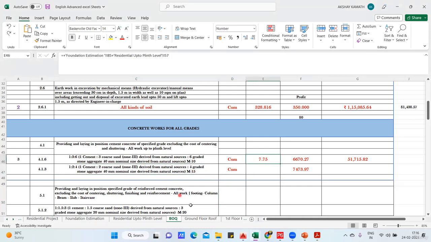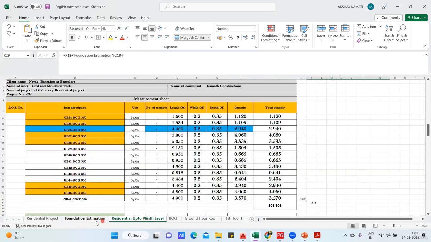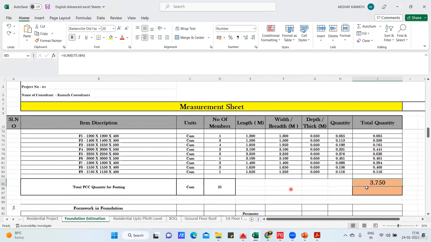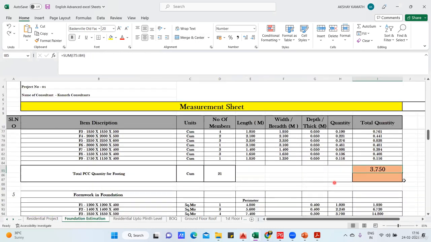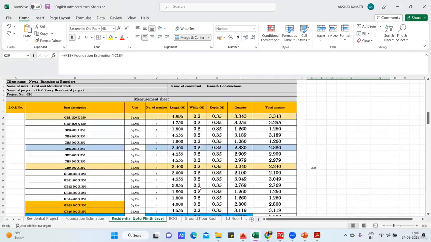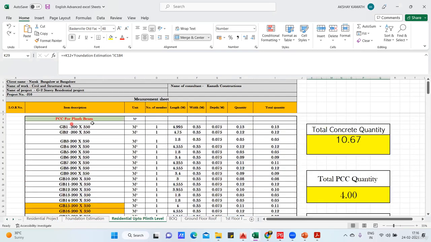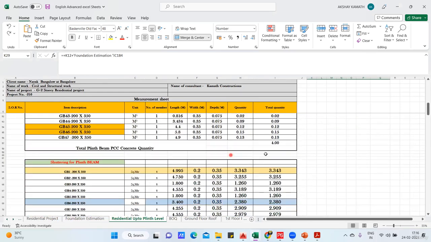Now come to the quantity. So what about the quantity? I'll go to my estimation sheet. So my PCC quantity, how much do I have? 3.750. I have total PCC quantity up to the footing. And also, in the plinth beam PCC, if you remember, we have around 4. So 4 plus 3.75 will come out to be 7.75.